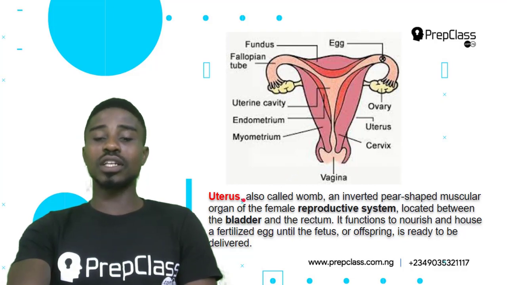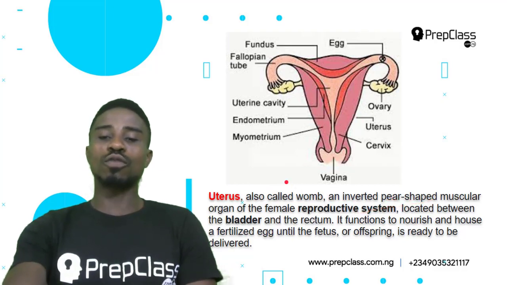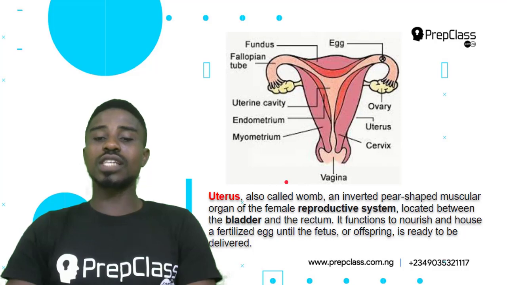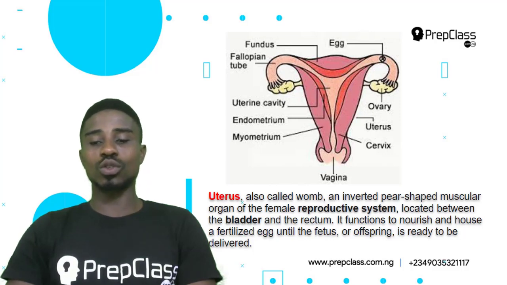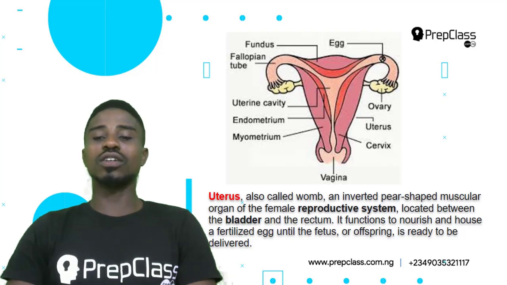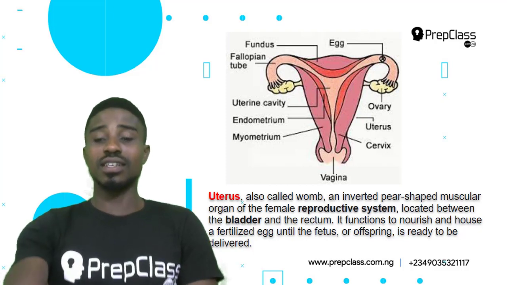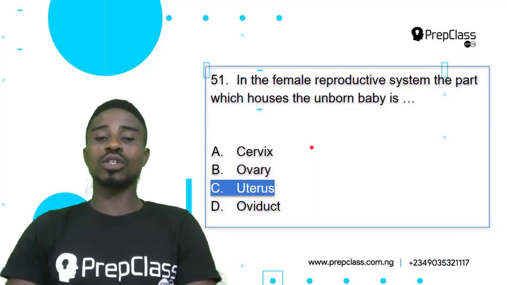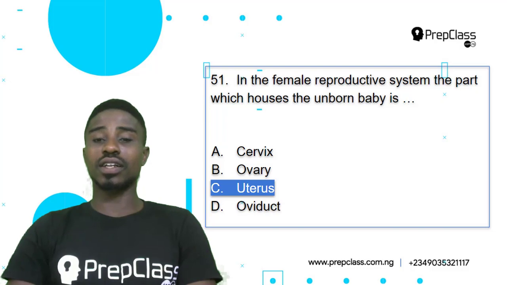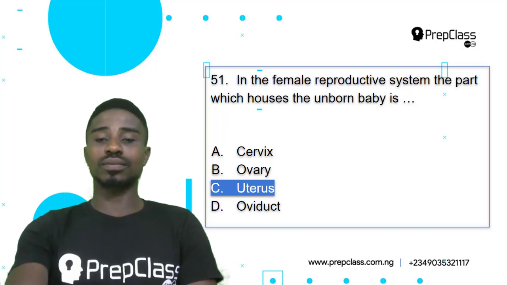So let's look at this explanation. It says, uterus, also called womb, an inverted pear-shaped muscular organ of the female reproductive system, located below the bladder and the rectum. It functions to nourish and house a fertilized egg until the fetus or offspring is ready to be delivered. So that is our correct answer. For question 51, option C, uterus, is our correct answer. Let's look at the next question.